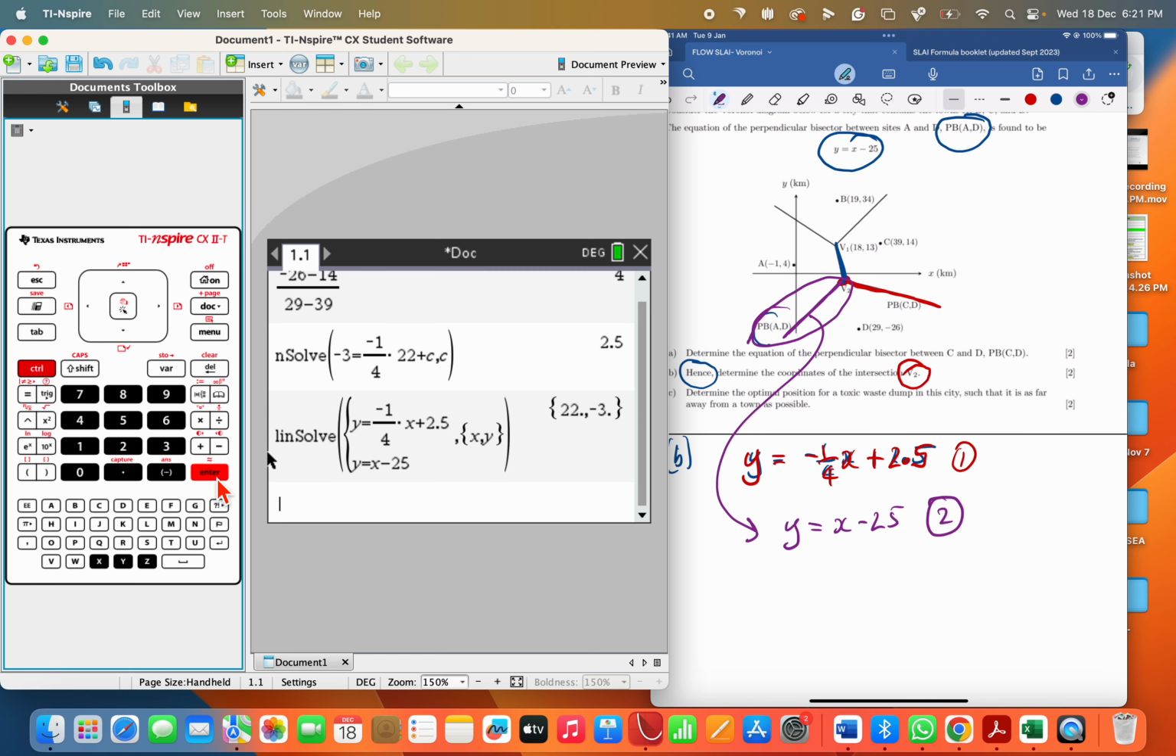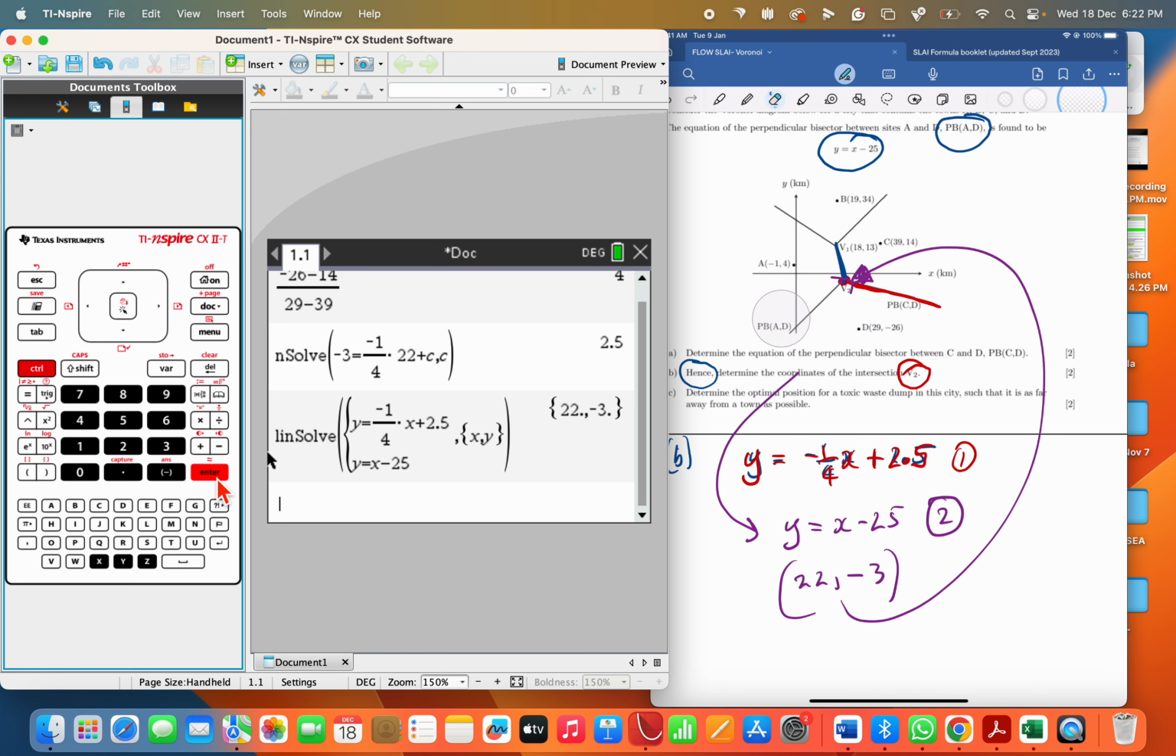You've got the intersection point now is 22, negative 3. So that's this vertex here. Okay, so let me just go and do a little tidy up again. Okay, there we go. And now finally we've got part C.